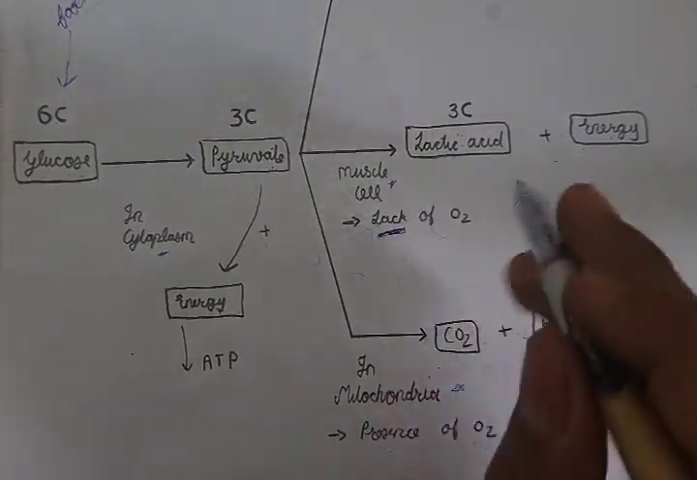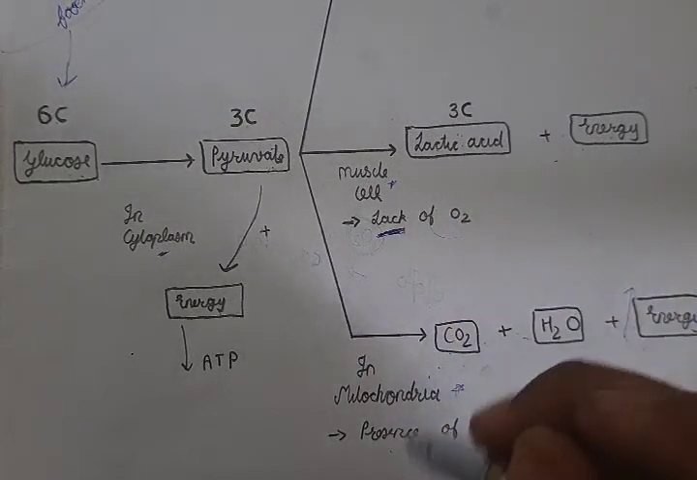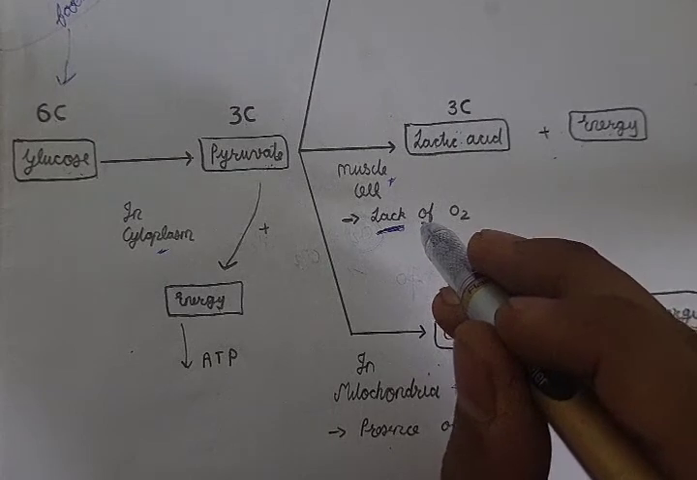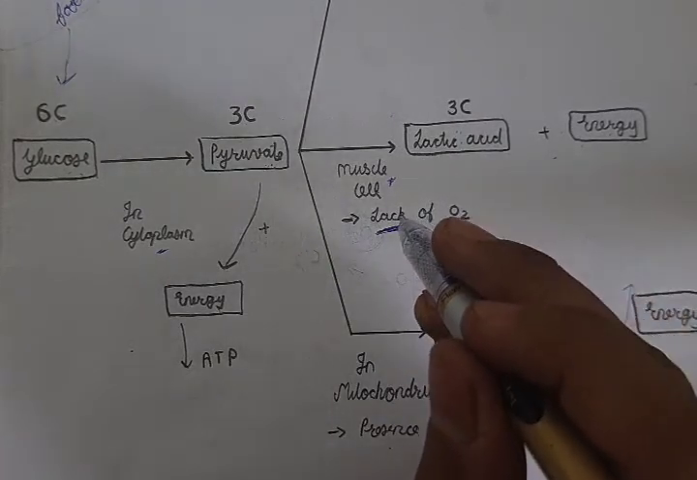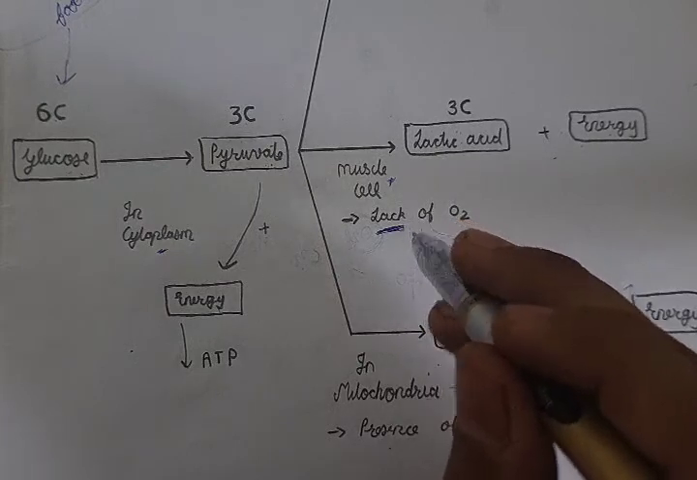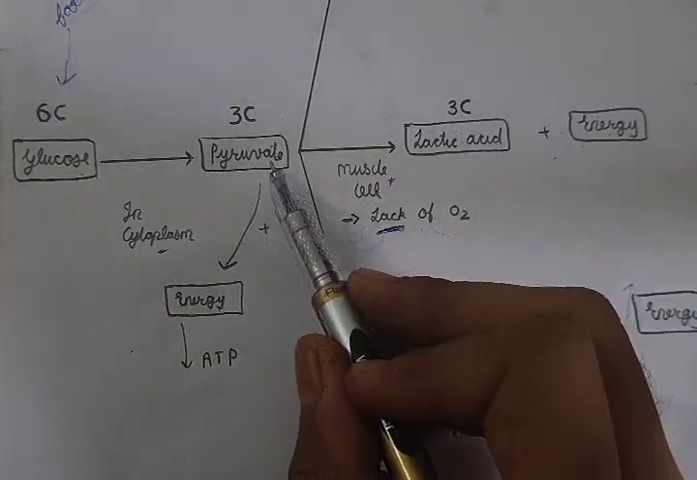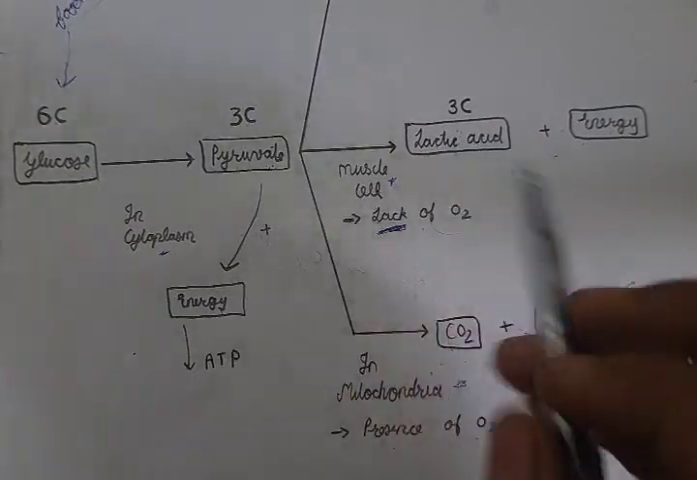But why are we doing this process? Why can't we do this process in muscle cells? Because in muscle cells sometimes there is a lack of oxygen, and we require energy even when oxygen is less. So we do another process from which pyruvate is broken down into lactic acid.